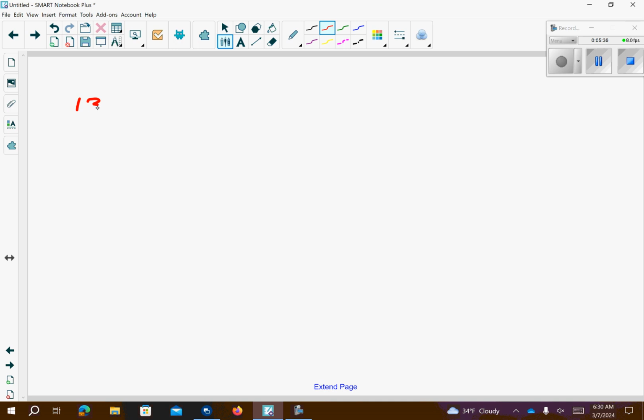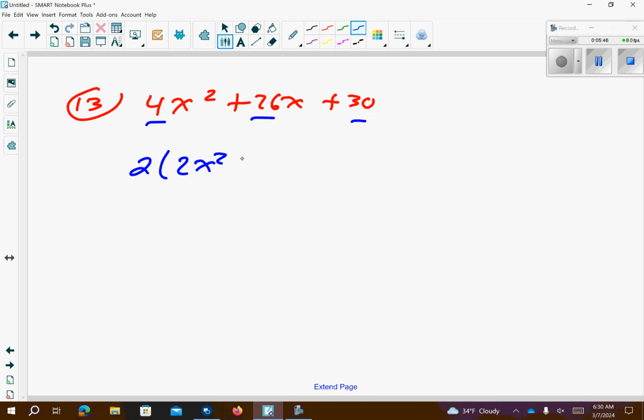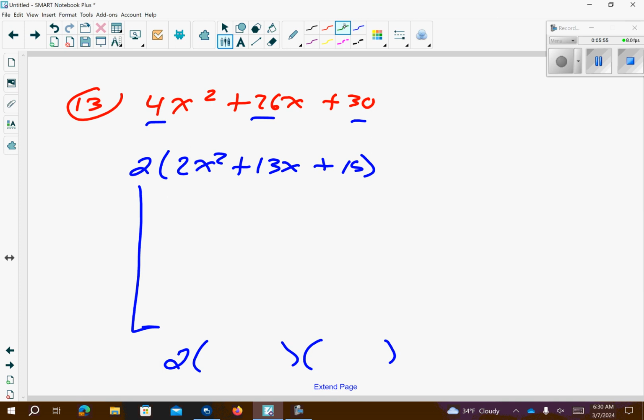Number 13, 4x squared plus 26x plus 30. I can factor a 2 out of everything. Okay, so this 2 is going to come down to the bottom. Let's figure out what it'll factor down to. I'll multiply those together, so it's going to give me a positive 30. Everything's positive because all the signs are positive.